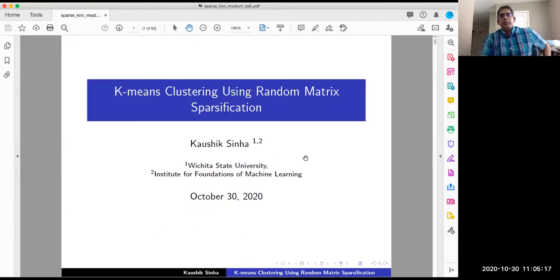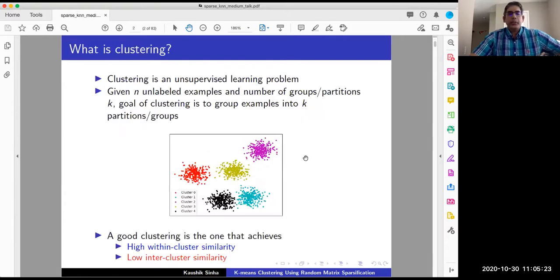All right, so my talk today is k-means clustering using random matrix sparsification. I'll start with what clustering is. Clustering is an unsupervised learning problem. The basic problem is as follows. Let's say we have n unlabeled examples which we have to group. If we specify the number of groups into which we want to group all these n examples, the idea is that essentially we'll get something like this.